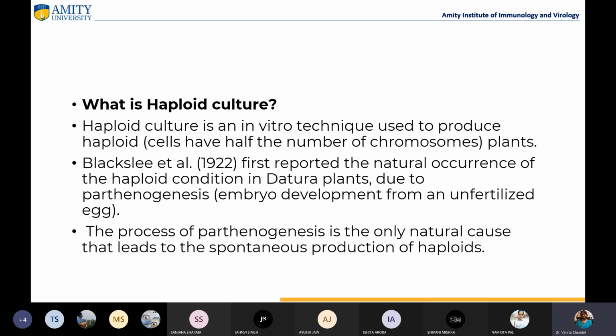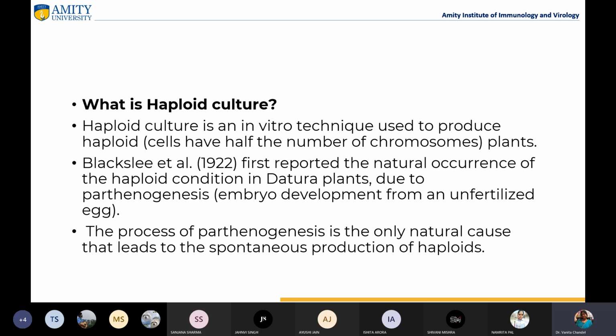So haploid plants are generated through tissue culture techniques, and sometimes through normal breeding techniques also, other than tissue culture. Haploid culture is basically a technique used to produce haploid plants. We all know that plants are diploid, they have two sets of chromosomes. So haploid plants which are generated have half the number of chromosomes that the original plants have, right?